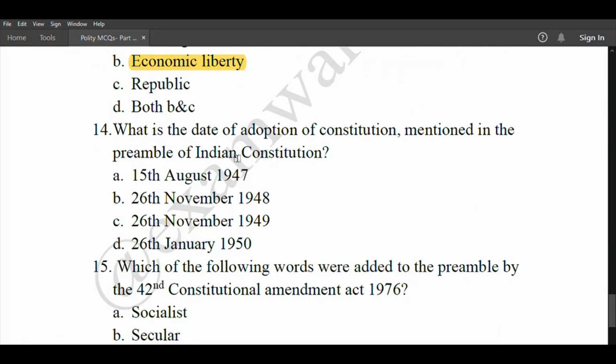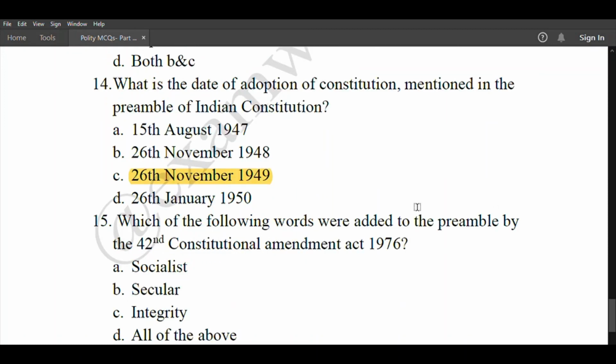And the next question: what is the date of adoption of the Constitution mentioned in the preamble of the Indian Constitution? Here it's an easy one. Options are A, 15th August 1947, B, 26th November 1948, C, 26th November 1949 and D, 26th January 1950. Here the answer is 26th November 1949.